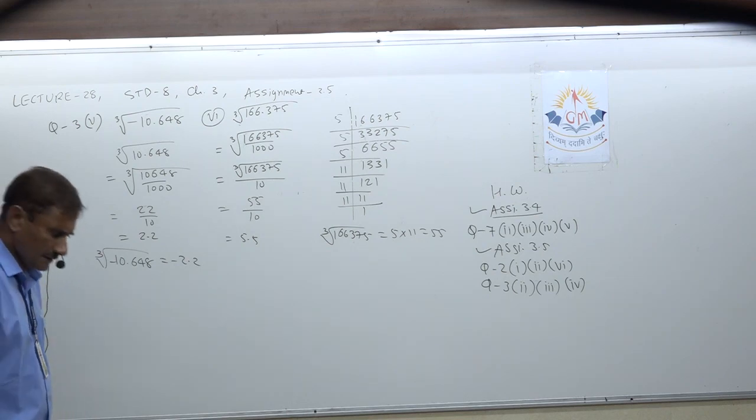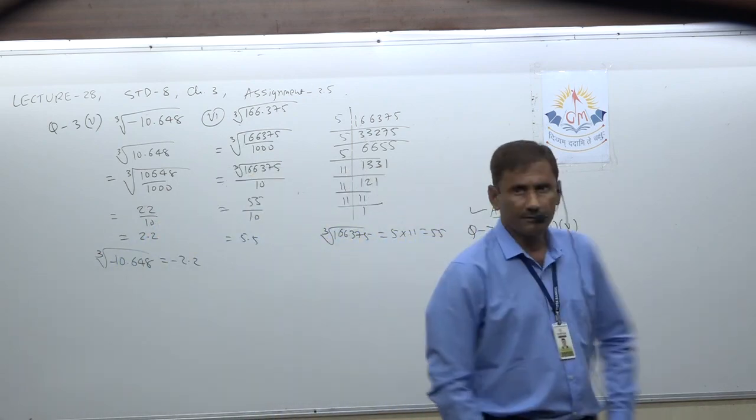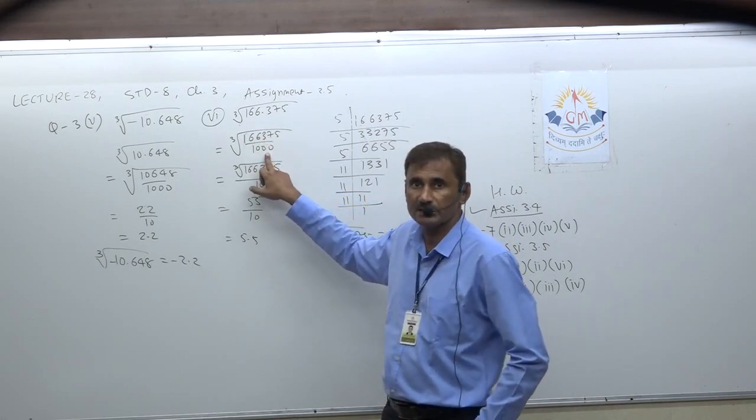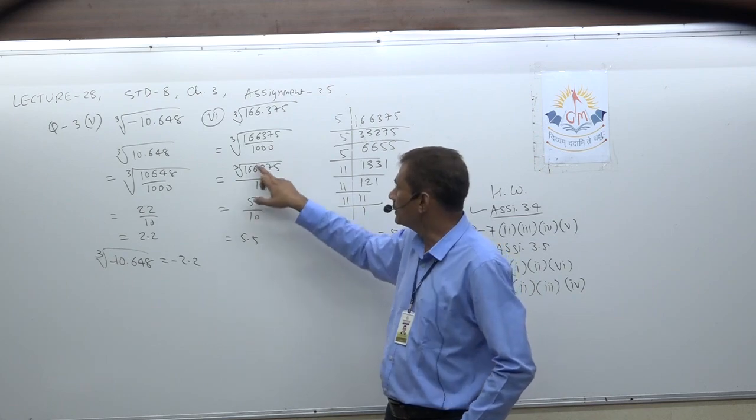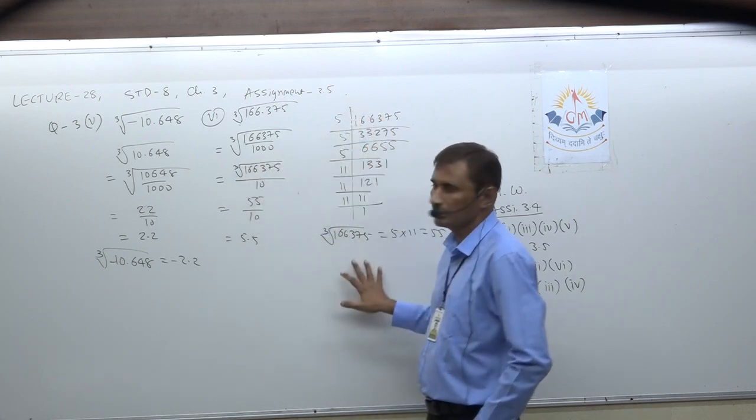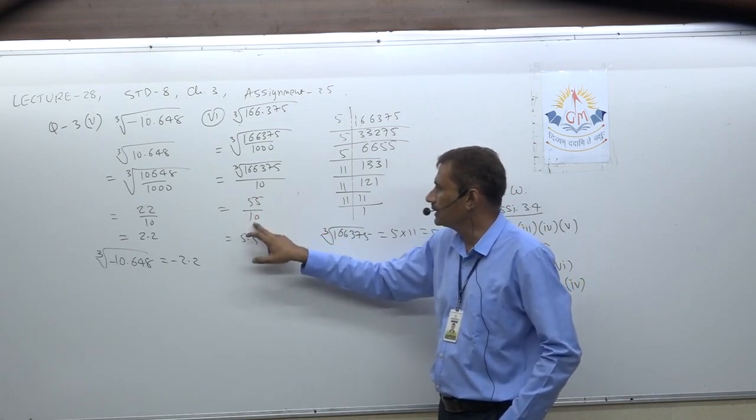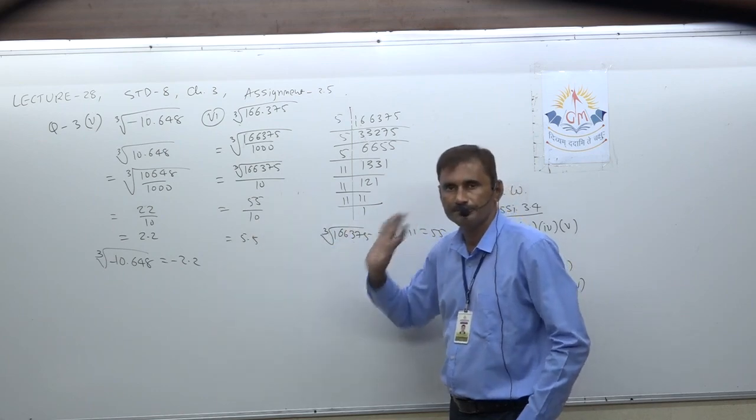Okay, so everything is the same, only one prime factorization method is used everywhere. And whenever points are there, we temporarily remove them by placing 1000 here. Then the cube root of 1000 we know, and the cube root of the numerator only we have to find by prime factorization. Then divide by 10 means one decimal place should be there.